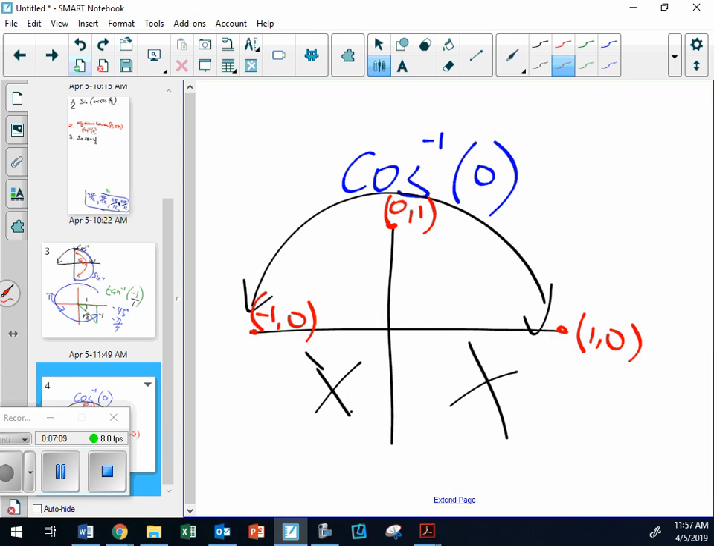y over x. Okay, so if this is cosine, it's x, and it's asking where is x 0. Looks like that's the spot. What do you think the final answer is? Pi over 2. How many of you think it's pi over 2? Raise your hand if you think it is. Okay, awesome. And you are right.